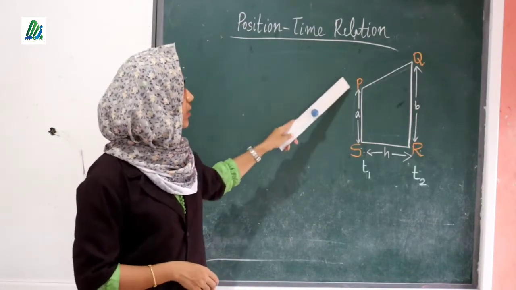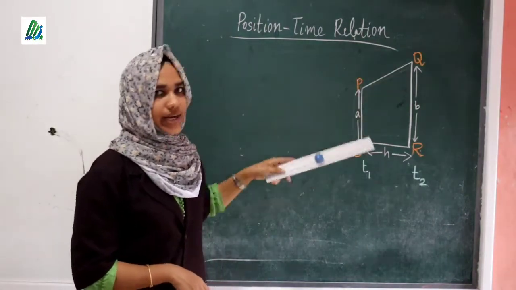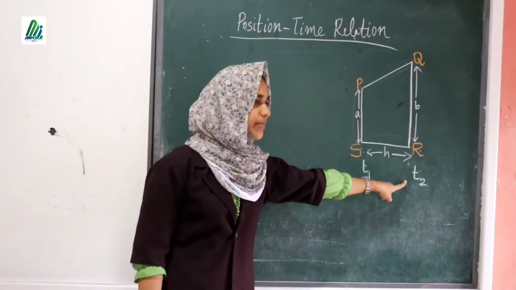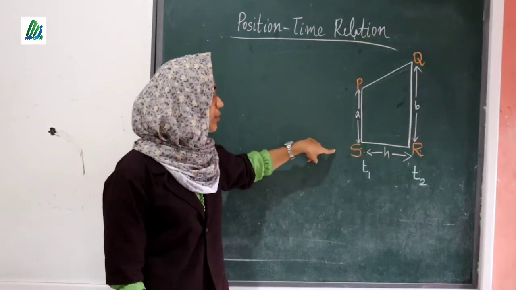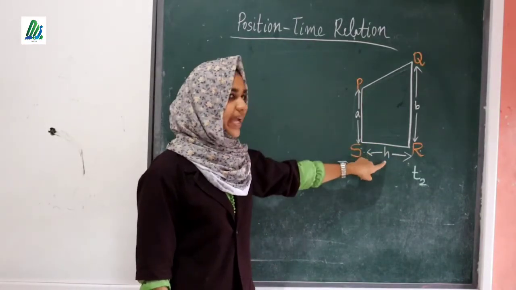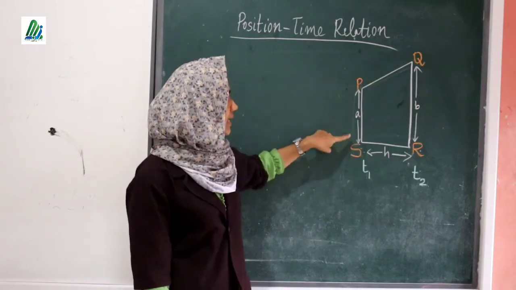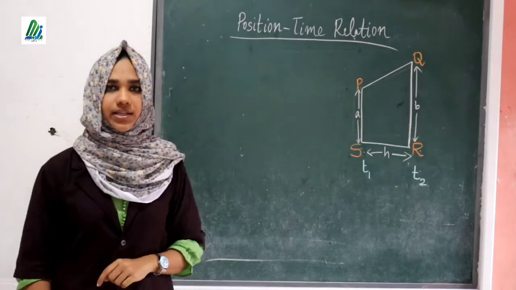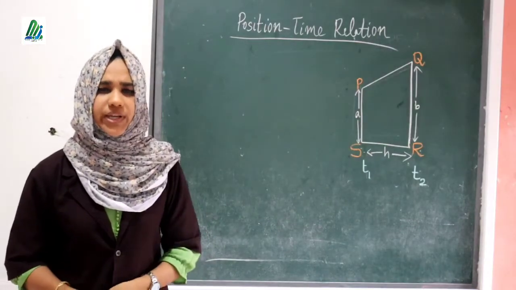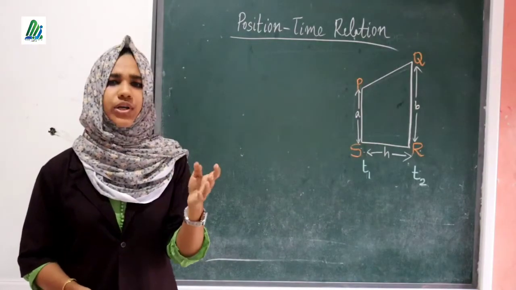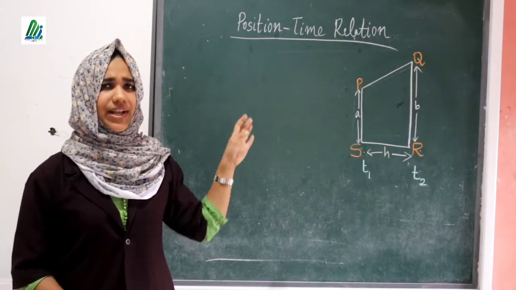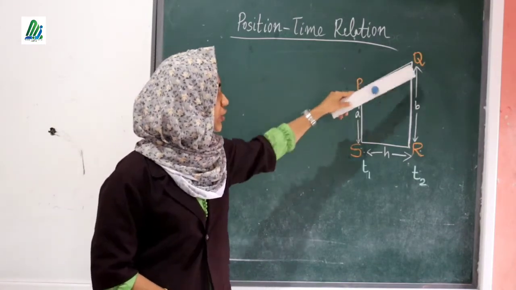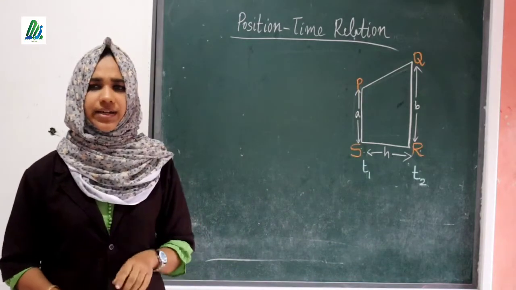Look here, you can see the quadrilateral PQRS. Here I mentioned T1, here I mentioned T2. In between S and R you can see H. In between P and S you can see A. In between Q and R you can see B. I told you that quadrilateral PQRS is a trapezium.